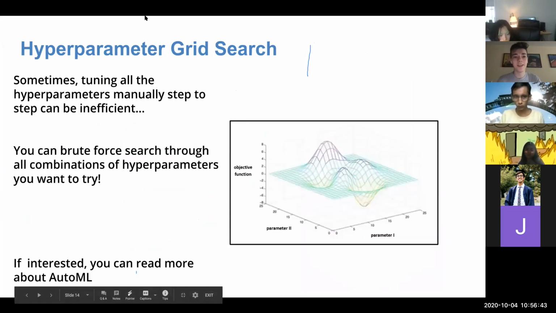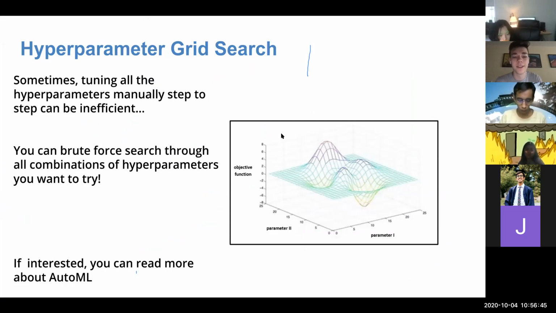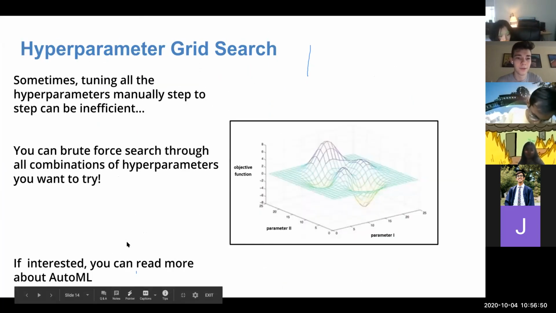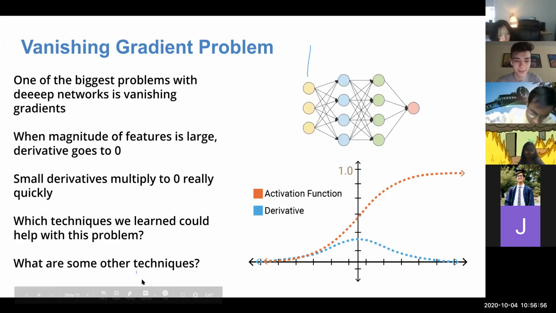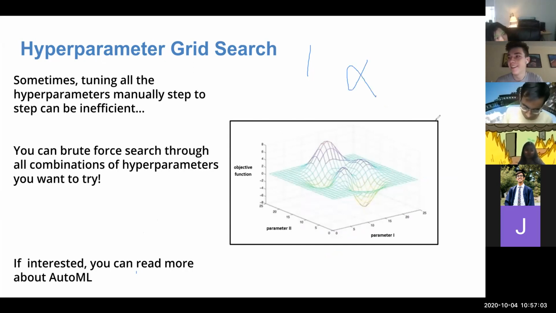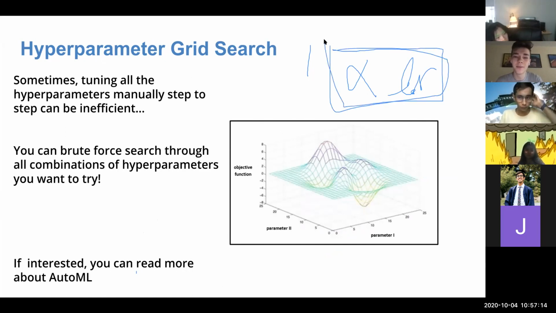Then last up, we talked about these hyperparameters, the regularization constant alpha, and the learning rate, LR. These are parameters you specify before training.